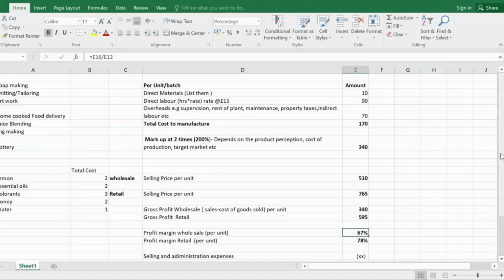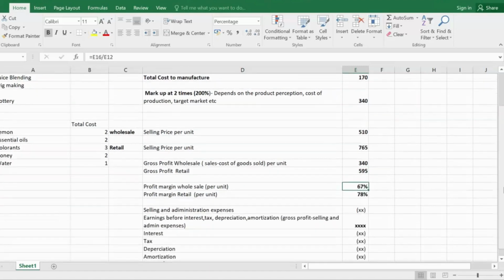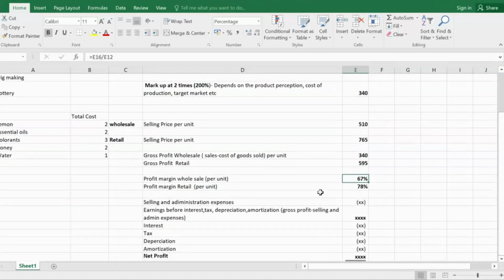So an investor can ask you what's the profit margin per unit or per batch, and your profit margin is a function of the selling price, which equals the profit, let's start with wholesale, divided by the selling price, 67%, and the same case for retail, the profit divided by the selling price gives us the profit margin in retail or in wholesale.